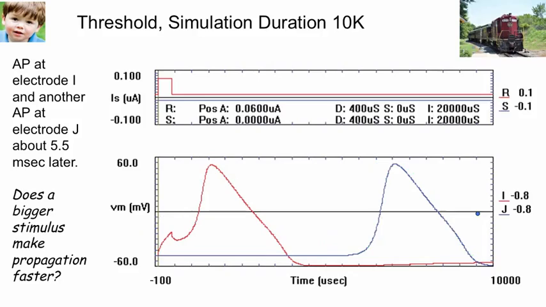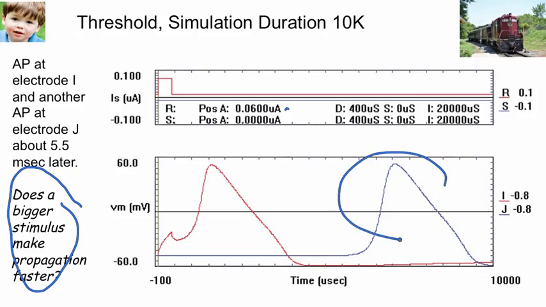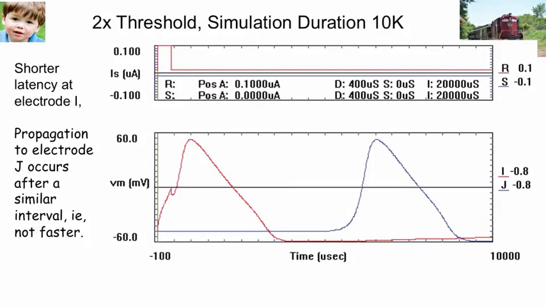Suppose we gave a bigger stimulus, bigger than our 0.06. Would that make propagation faster? Does a bigger stimulus make propagation go faster? If it does, then when we give a bigger stimulus, we'll see this curve on the right-hand side, the curve in the middle of the fiber, move left on the time axis. And here it is with a bigger stimulus. And what we see is, well, actually not much different.